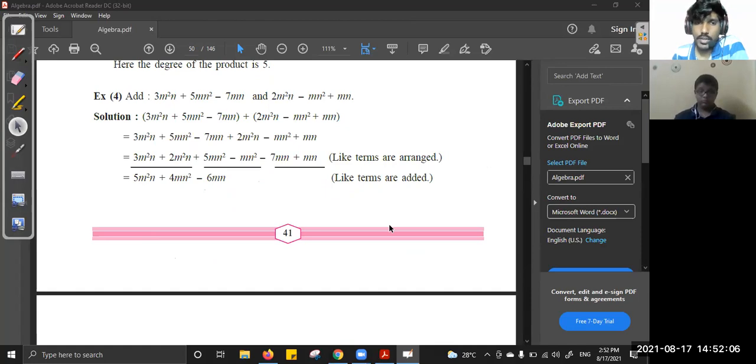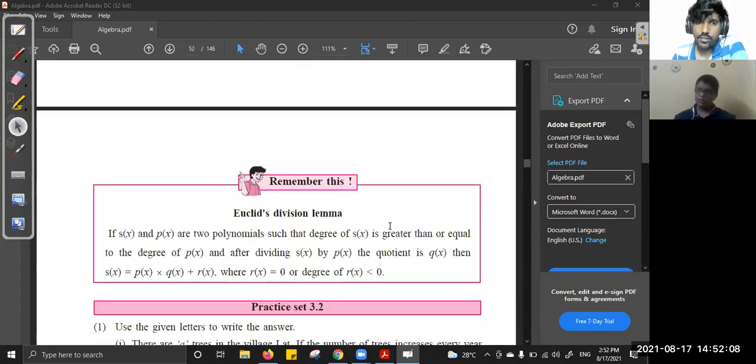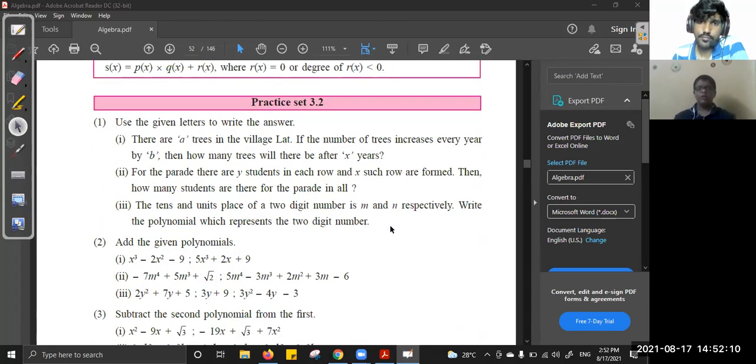Okay, division we'll do last. We'll start with the exercise. The first question of this exercise is easy. You just have to convert the sentence into expressions.